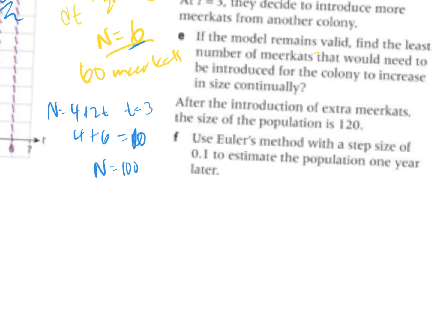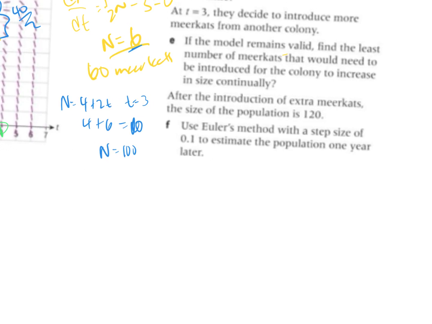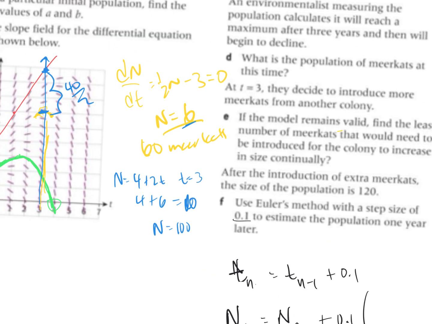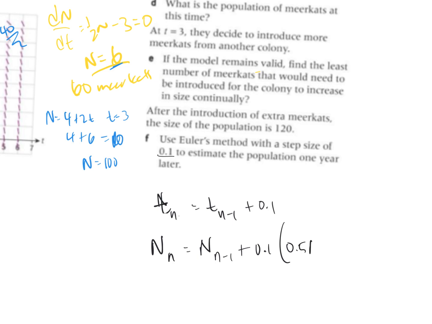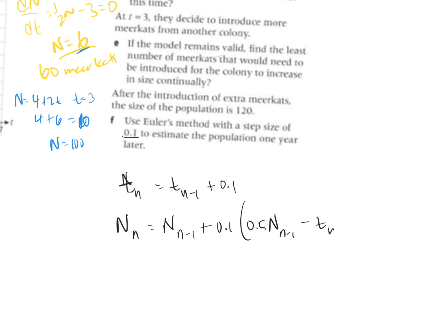And then finally, the last one, for Euler's method, you're going to use the equations. t n is equal to t n minus 1 plus my step, which is 0.1. My n is going to be n minus 1 plus 0.1 times my derivative, which is up here, 0.5 n minus t. So 0.5 n minus 1 minus t n minus 1.